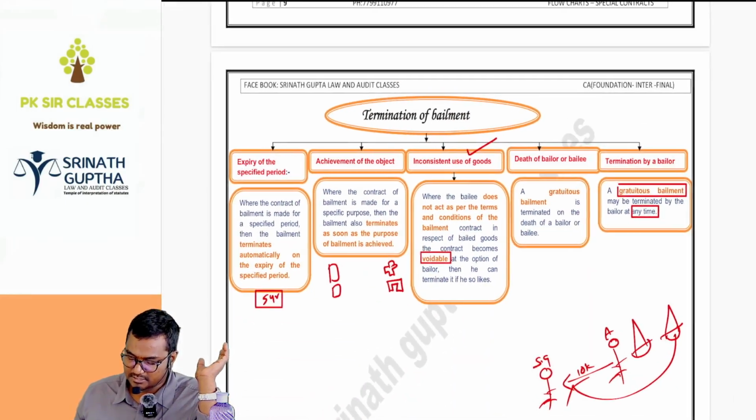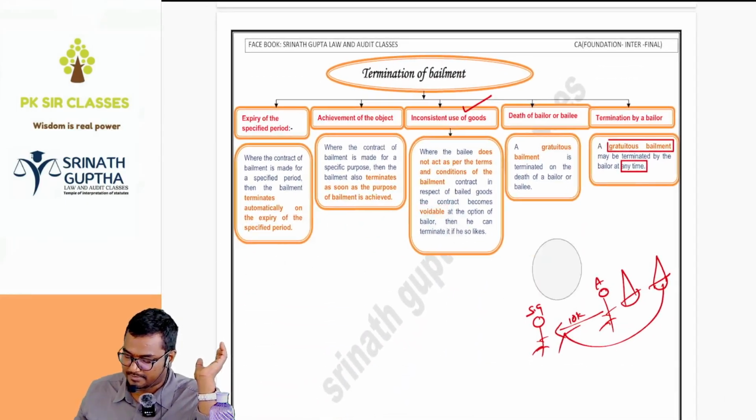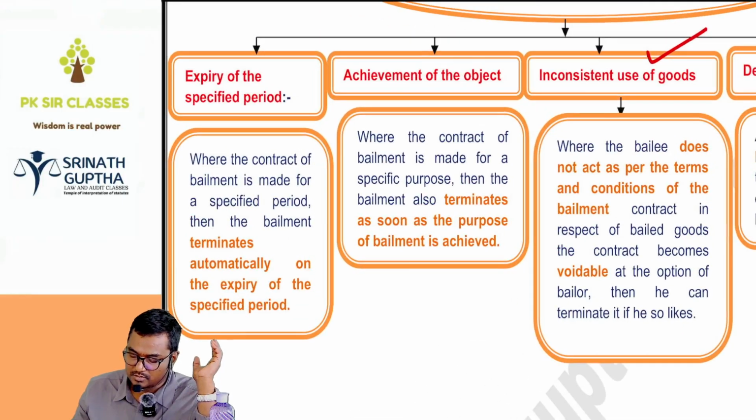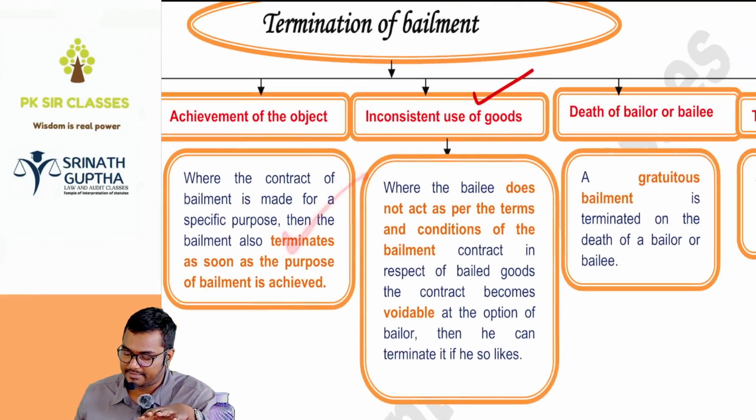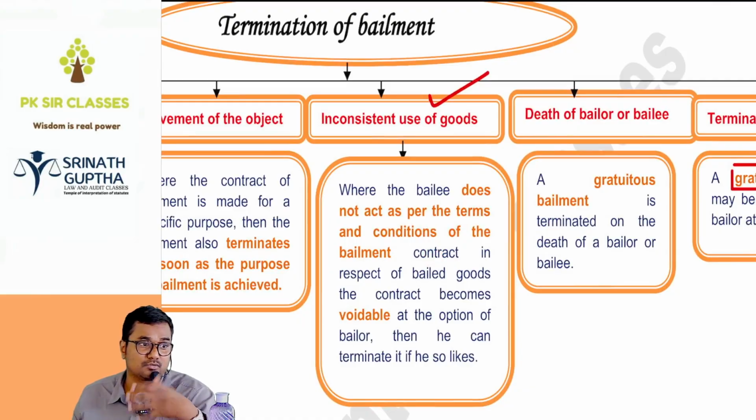Next is the termination of the bailment, last concept in the bailment. Termination, first one: so actually we bailed the goods for 3 months, how many months, 3 months is expired, bailment is expired. And achievement of the objective: I gave the cloth for making the dress, stitching is completed, bailment also completed.